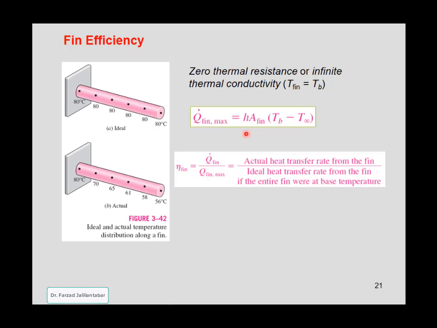But actually we don't have such a fin. Usually we have a drop in temperature in the fin from the base toward the tip of the fin. So the actual temperature distribution along a fin is something like this, the drop in the temperature from the base to the tip of the fin. So the rate of heat transfer for the actual fin will be lower than the rate of heat transfer for the ideal fin. The result of dividing the actual heat transfer rate from the fin by the ideal heat transfer rate from the fin is the fin efficiency.